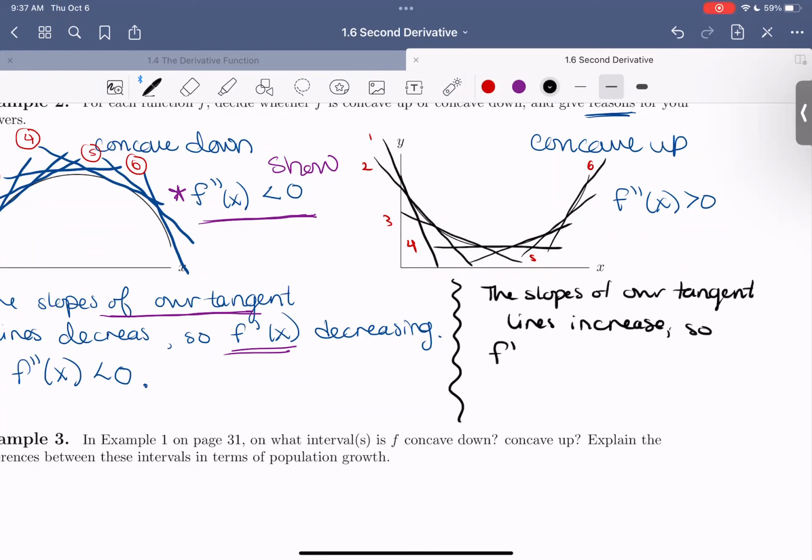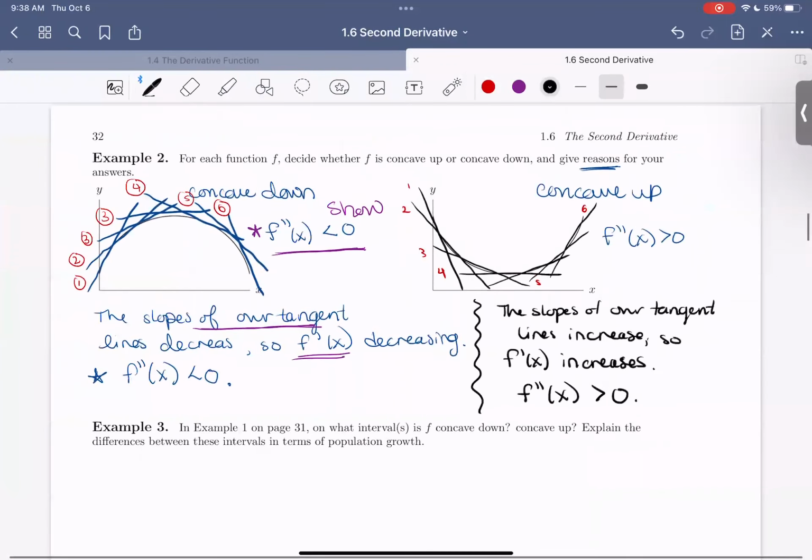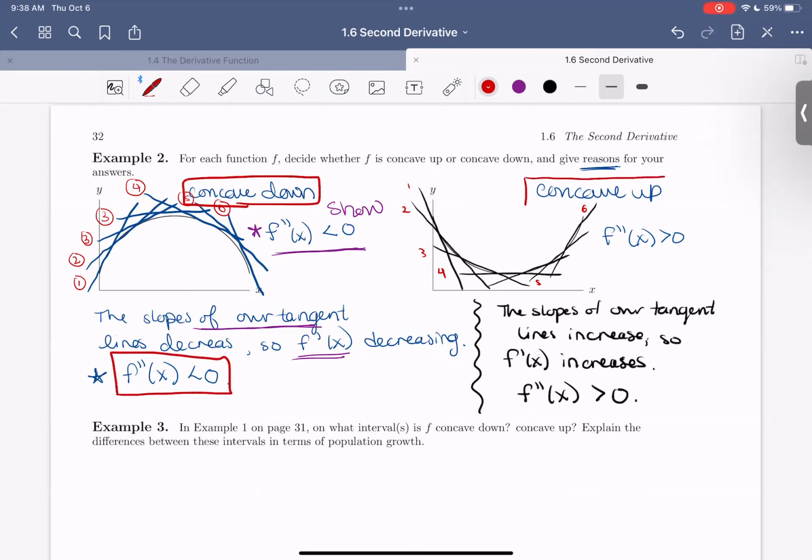That would mean our f prime of x increases. The slopes start really negative and then increase to positive. So our changes increase, and that would mean our second derivative is positive. To summarize, we showed that our first graph was concave down by showing the second derivative was negative. And we showed that our second graph is concave up by showing our second derivative is positive there.